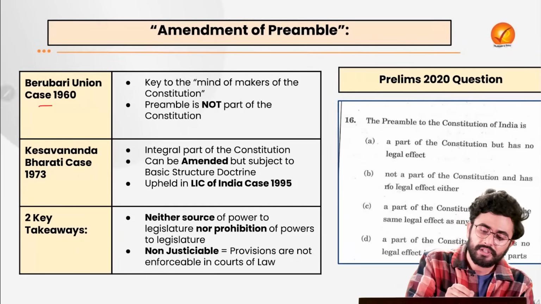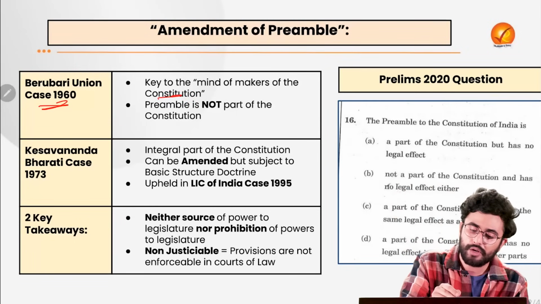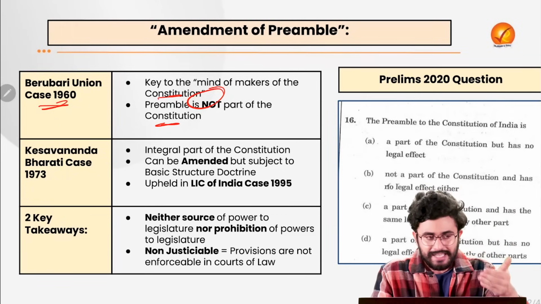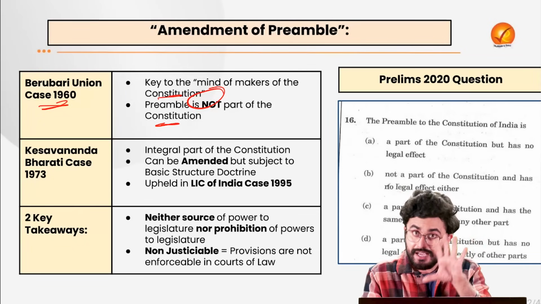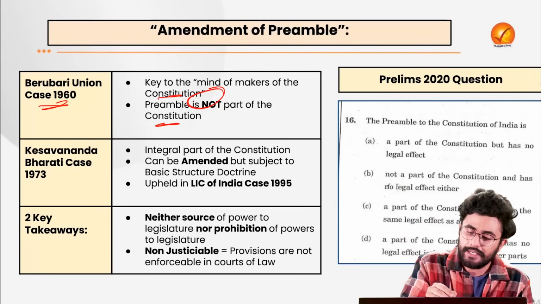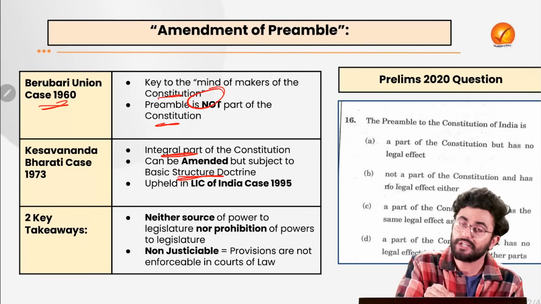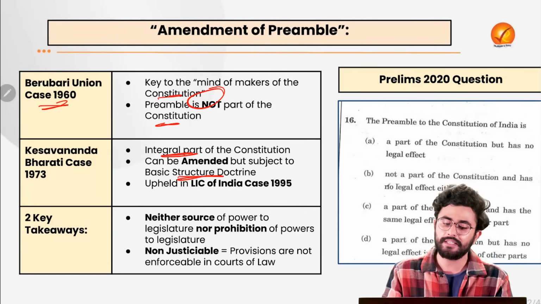So in the Berubari Union case 1960, the Supreme Court held that the preamble exists as a key to the mind of the makers of the constitution, but it is not part of the constitution. But then it changed that judgment in the Kesavananda Bharati case 1973, the landmark judgment, where it said that the preamble is indeed an integral part of the constitution and it can be amended, but subject to the basic structure doctrine, which was laid down in the Kesavananda Bharati case of 1973.